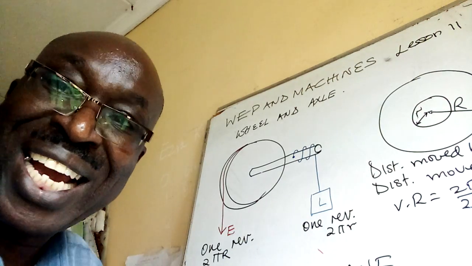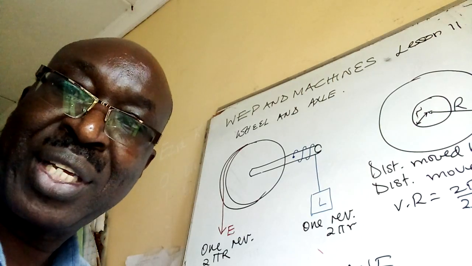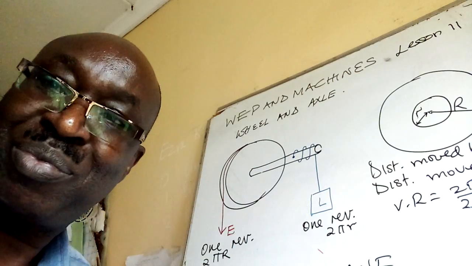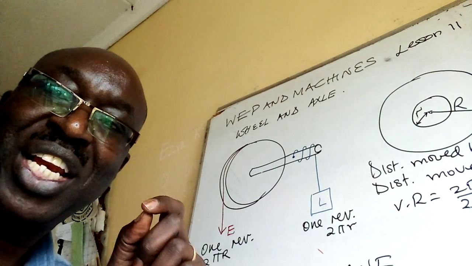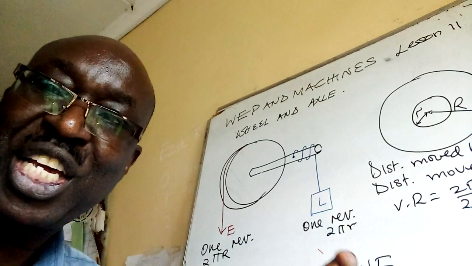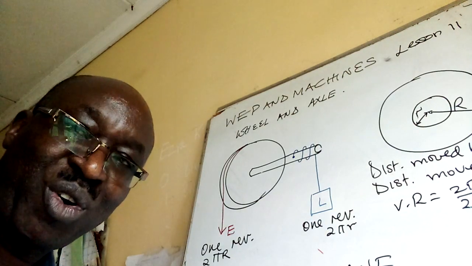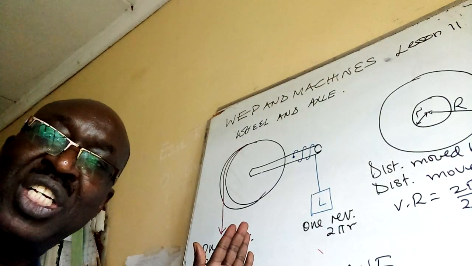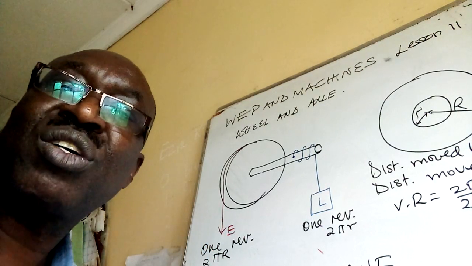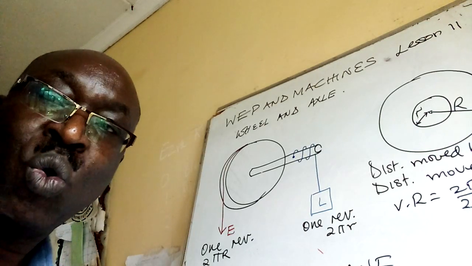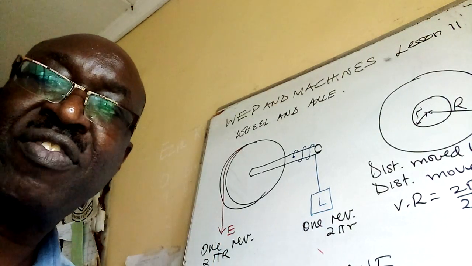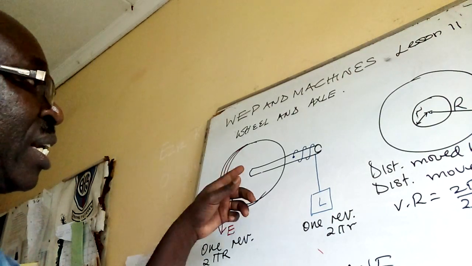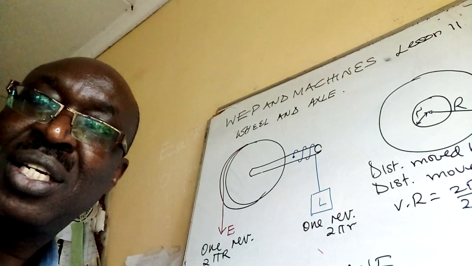Instead of you getting into the well, getting into the kisima down there, and then coming up with water, we need to fetch that water in a simpler way and a more convenient way. And for that reason, we may use a wheel and axle system. The wheel in this case has a very big radius, capital R, and the axle has a small radius, small r.